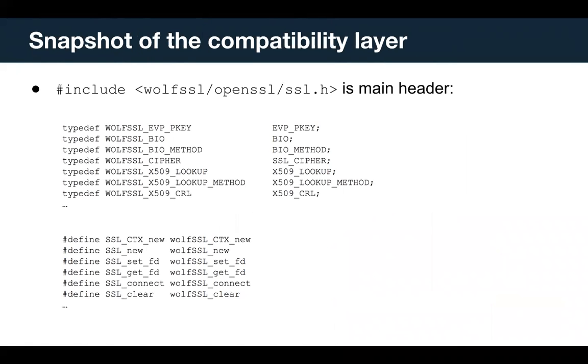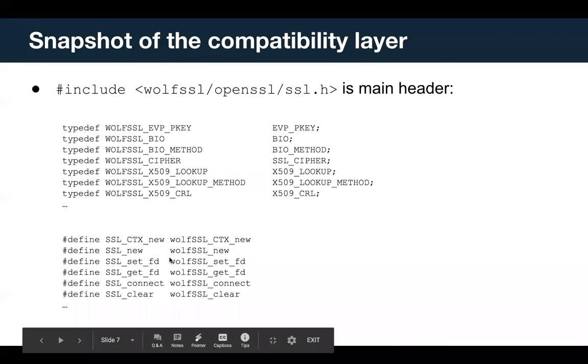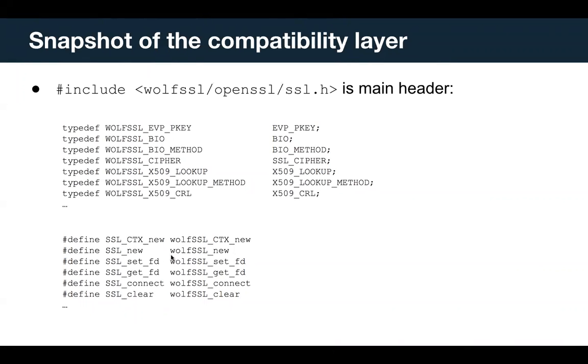Here's a brief snapshot of the main header for the wolfSSL compatibility layer. It shows places where the names of the OpenSSL structures get mapped to wolfSSL implementations. It also shows a couple of the main TLS API mappings. The bulk of the code mapping APIs will be located in this SSL.h file.